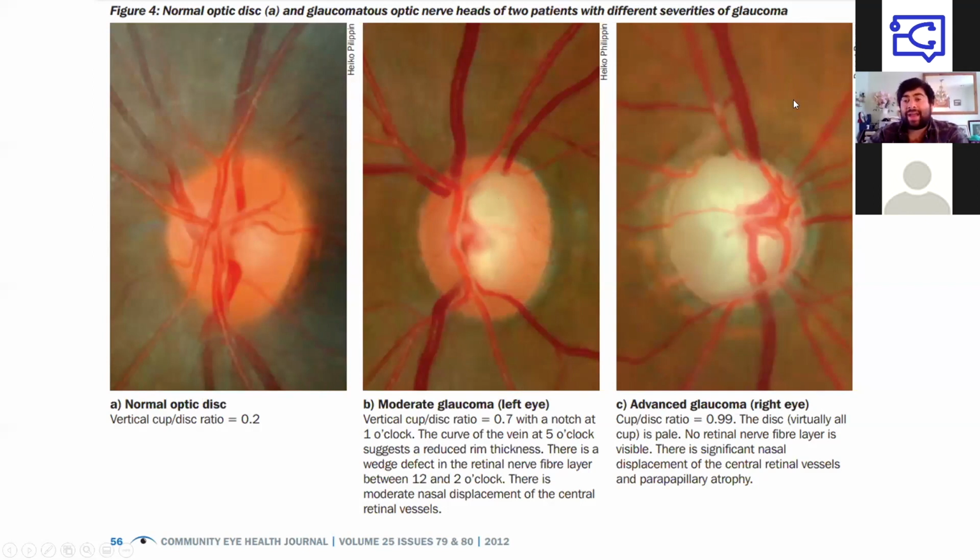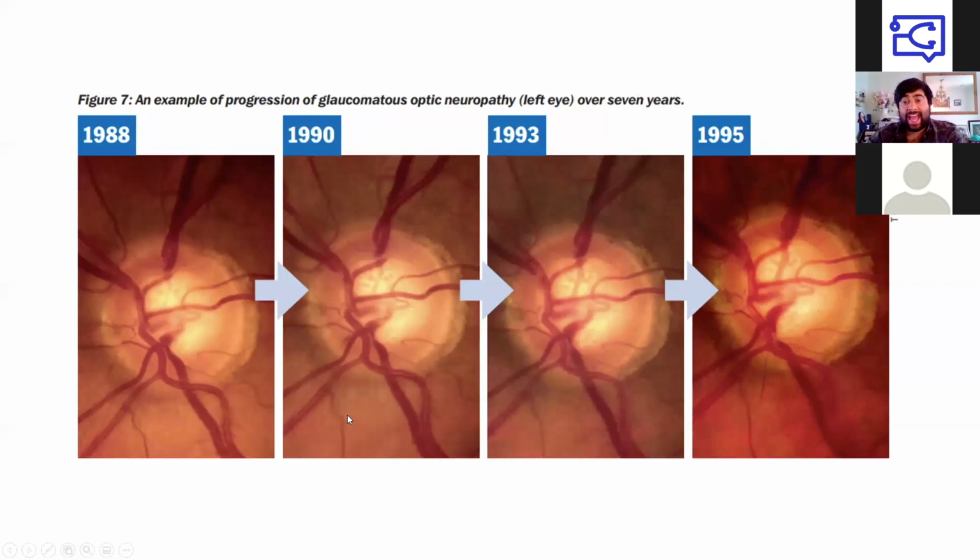And then in panel C, on the far right, the cup to disc ratio is nearly one, i.e. the cup occupies almost all of the disc. That's a sign of severe or advanced glaucoma. Another really nice panel from that paper is of someone with progression of glaucoma. Their cup to disc ratio is certainly elevated. It's more than a half on the far left in 1988. As you progress through time, that cup just gets bigger and bigger and occupies a bigger proportion of the disc. Very nice pictures in that paper.